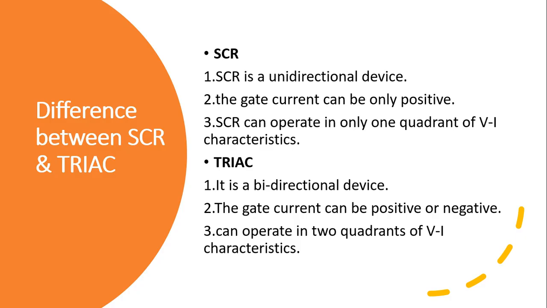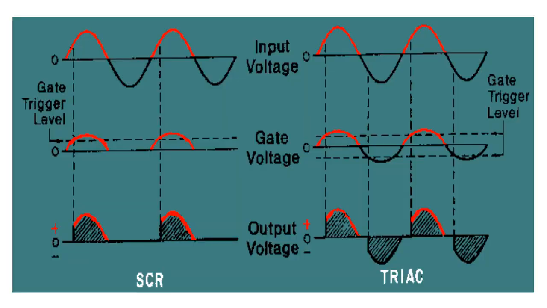And TRIAC is a bidirectional device. It can conduct current in both the directions, that is in the positive half cycle and also in the negative half cycle. The gate current can be positive or negative. We can apply both positive voltage or negative voltage, and it can operate in both the quadrants, that is the first and third quadrant.